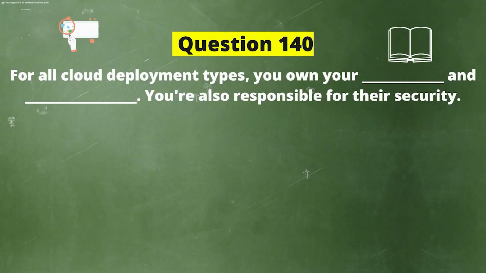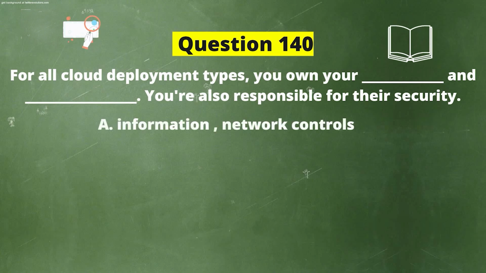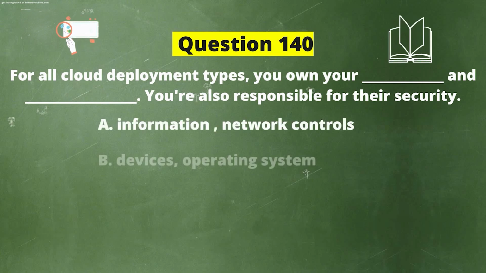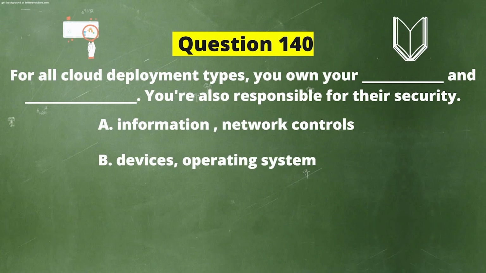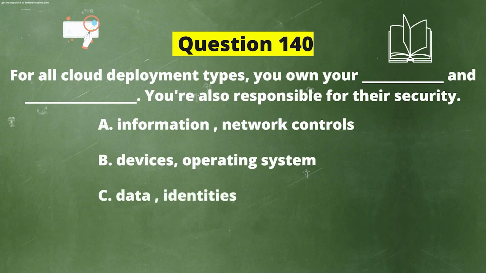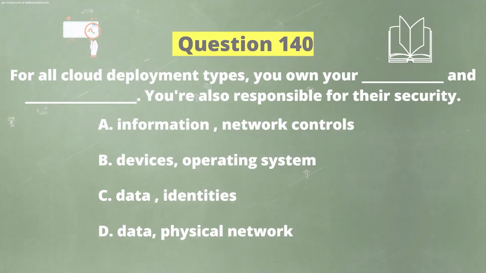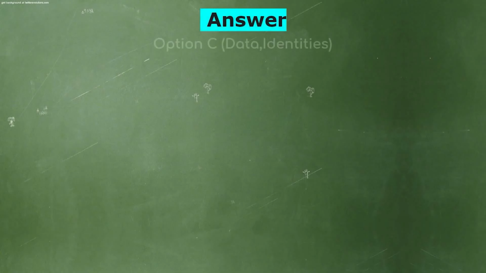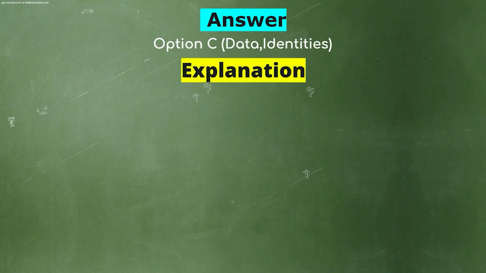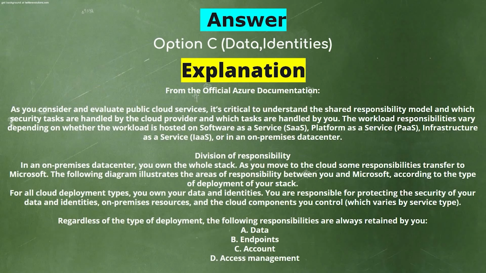Next question. For all cloud deployment types, you own your dash and dash. You're also responsible for their security. Option A, information and network controls. Option B, devices and operating system. Option C, data and identities. Option D, data and physical network. And the correct answer is option C, data and identities. Explanation from the official Azure documentation.